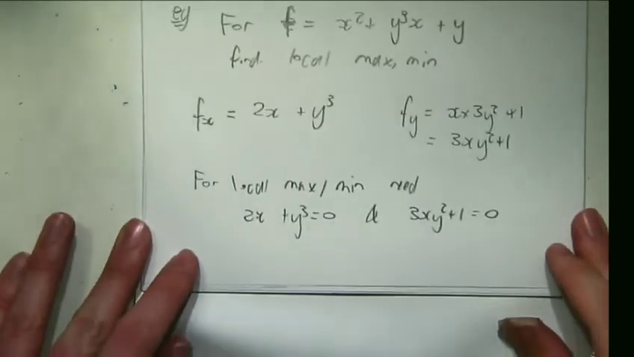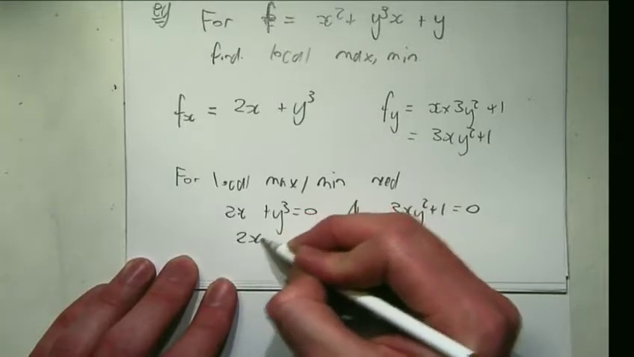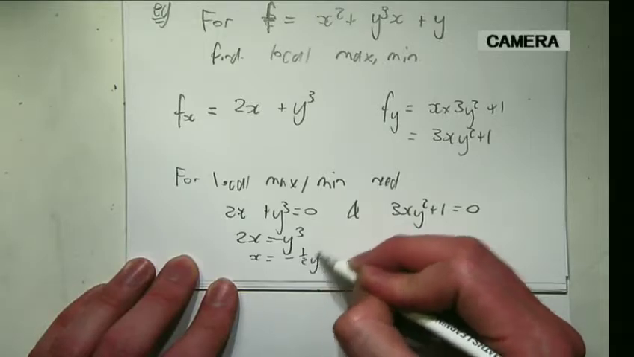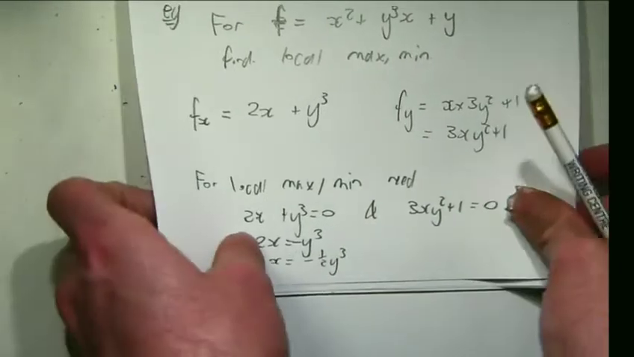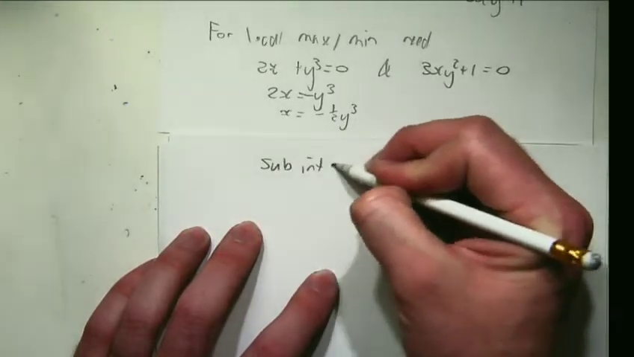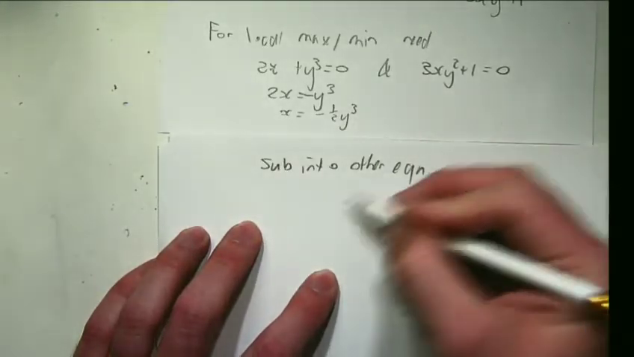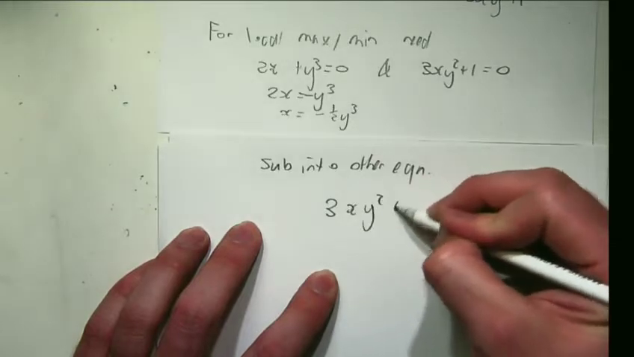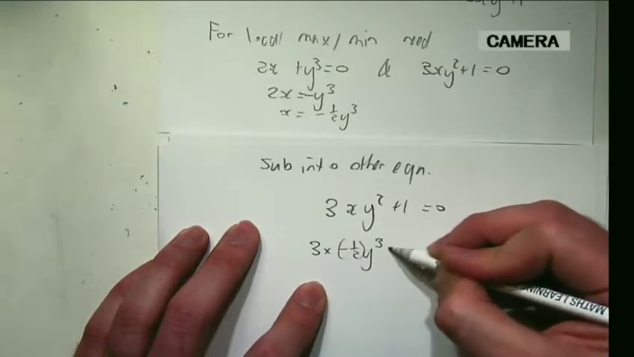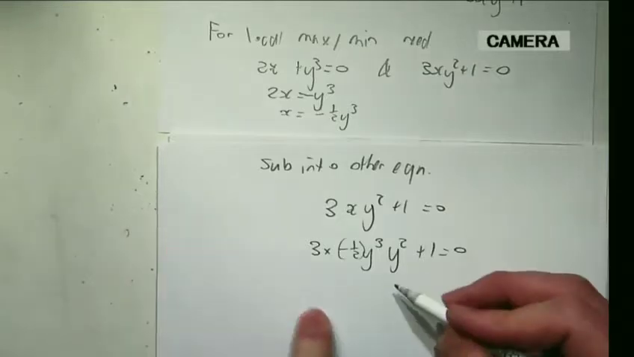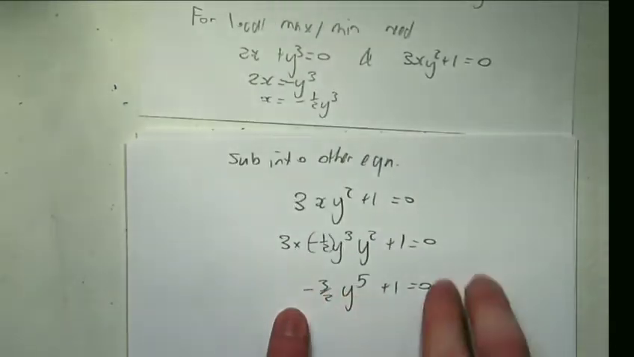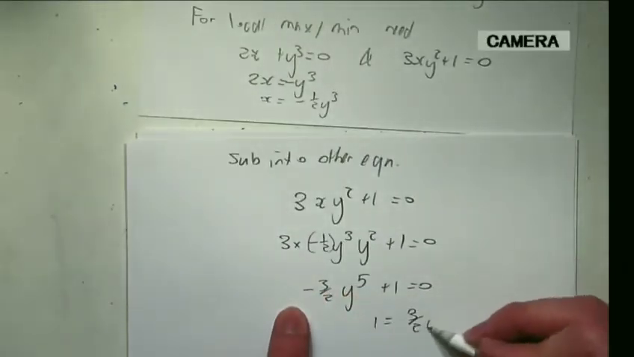So I'm going to get 2x equals minus y cubed, x equals minus a half of y cubed, and then I can sub that into the other one. So I've got 3xy squared plus 1 equals 0, so I've got 3 times minus a half of y cubed times y squared plus 1 equals 0. So I've got minus 3 on 2, y to the 5 plus 1 equals 0. So if I put this over there, I'll get 1 equals 3 on 2, y to the 5.